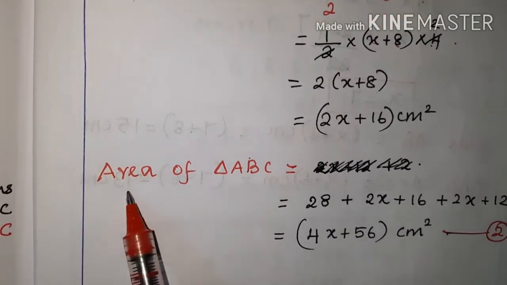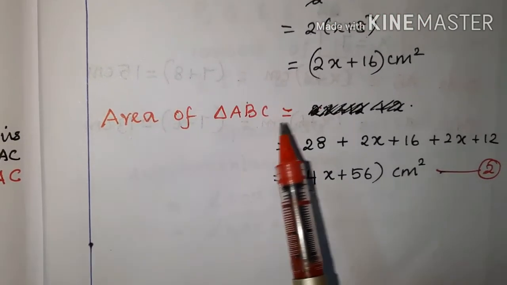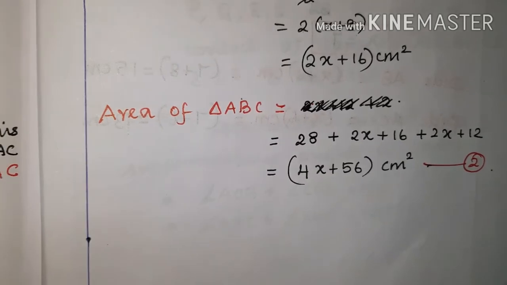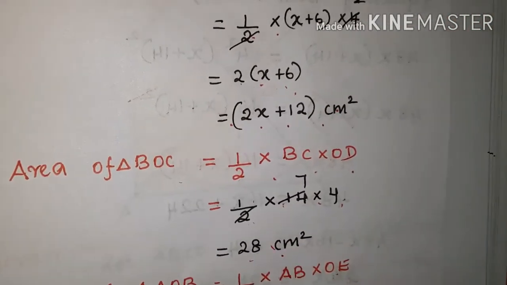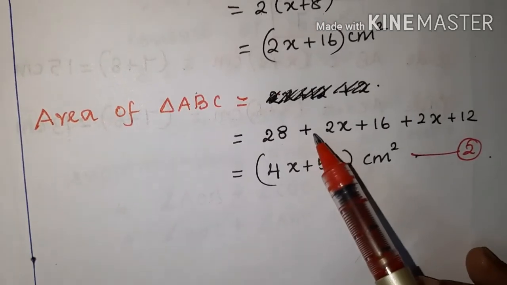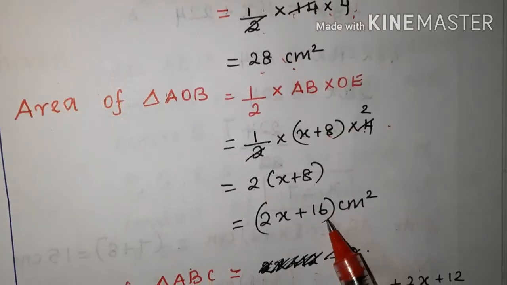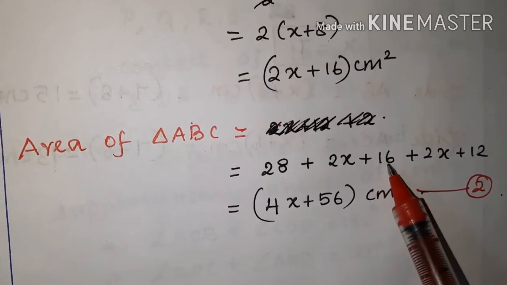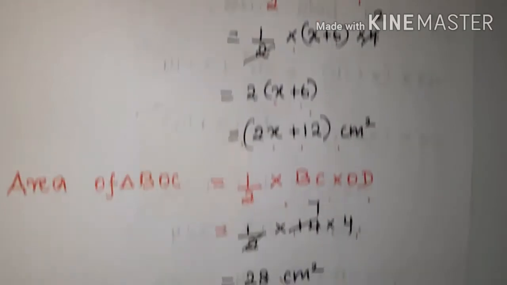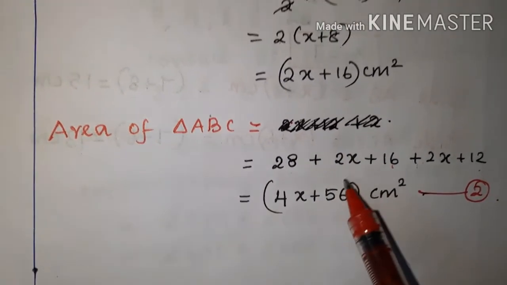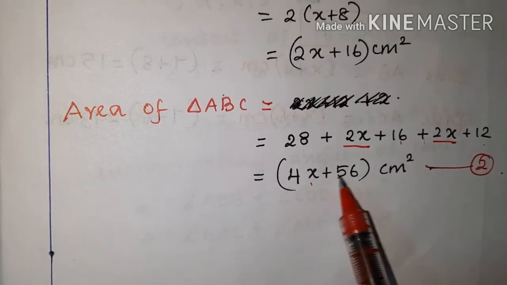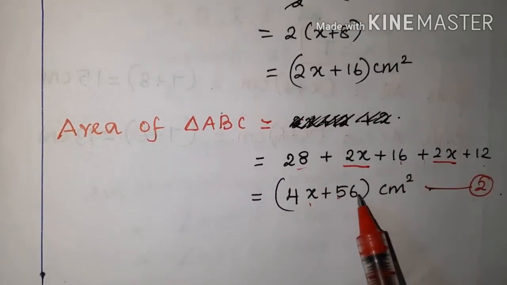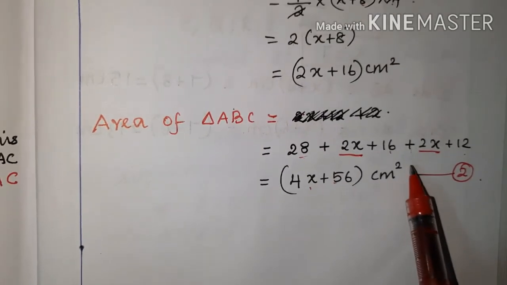Now let's find the area of total triangle ABC. Add all the areas. So first what is it? Area of triangle OBC. So what is the OBC? 28 centimeter. So 28 plus next is area of triangle AOB. 2x plus 16. So 2x plus 16 plus area of triangle AOC. That is 2x plus 12. So add it. Now add all the like terms. So 2x and 2x you get 4x plus 28 plus 16 plus 12, you get 56 centimeter square.